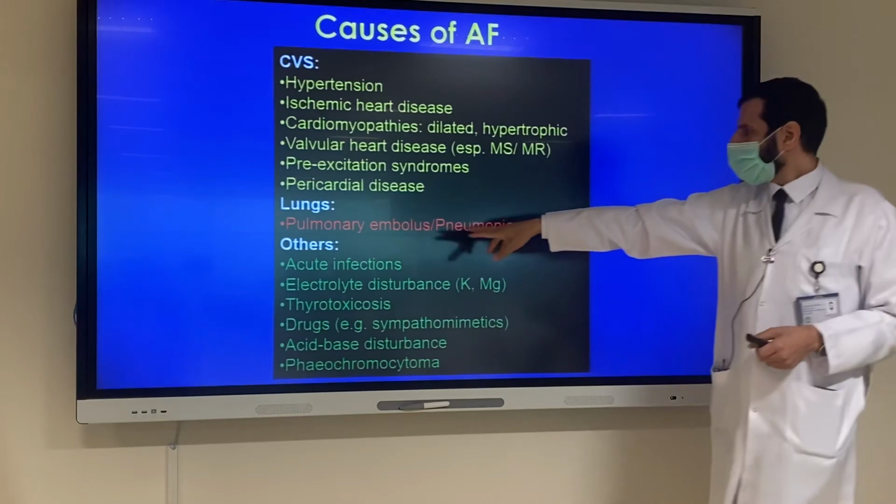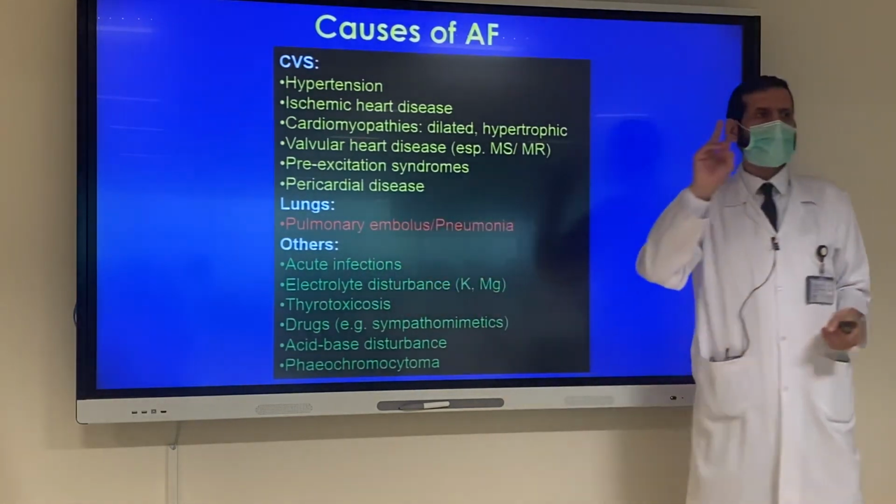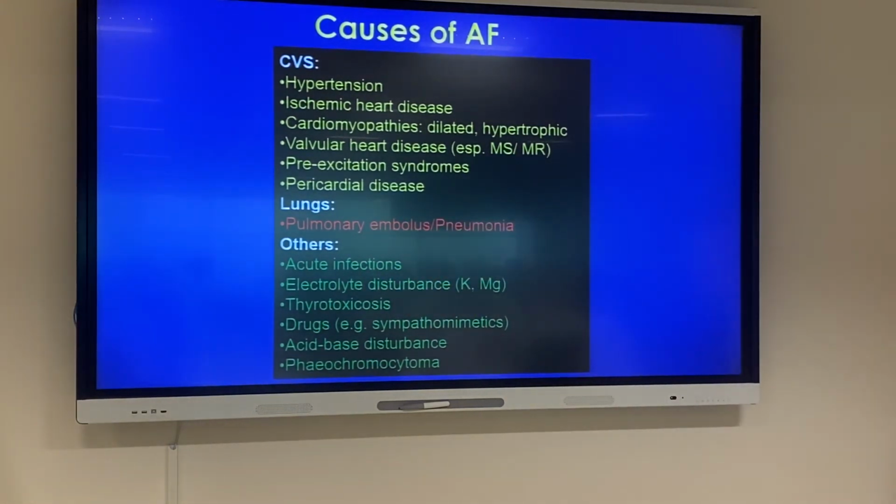So pulmonary embolism, pneumonia. Others, think about two conditions because they're common: thyrotoxicosis and sepsis. And then, of course, we have electrolyte disturbances and others, which was explained already. But just remember atrial fibrillation causes: cardiac, any cardiac disease; lung, pneumonia, pulmonary embolism; systemic, thyrotoxicosis, sepsis; and others.